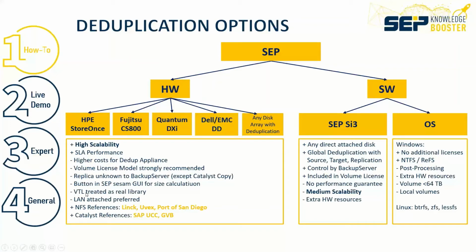A VTL is treated as a real library. We don't know that it's a virtual tape library. We treat it as a real library. We configure it as a physical library, and then VTL normally is only relevant if they are attached via fiber channel. But from our perspective, a LAN attached disk storage, maybe NFS or something alike, is pretty much preferred because it's less management. You don't have to manage any kind of media and drives and so on. So it's really easy to do this LAN attached configuration.